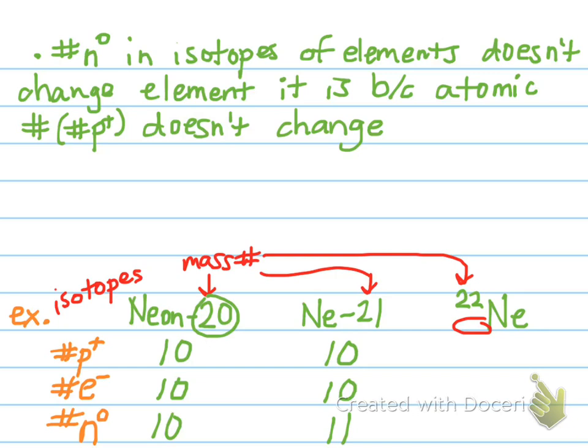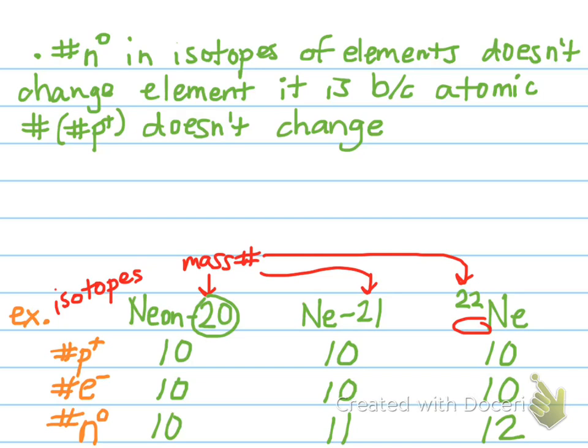Our last isotope of neon is neon 22. Again, neon 22 has 10 protons because neon's atomic number is 10. Neon 22 has 10 electrons because it's a neutral atom, so the number of positively charged protons has to be the same as the number of negatively charged electrons. Lastly, my number of neutrons in this case is going to be 12 because I'm going to take my mass number of 22 and subtract my atomic number, which is 10.